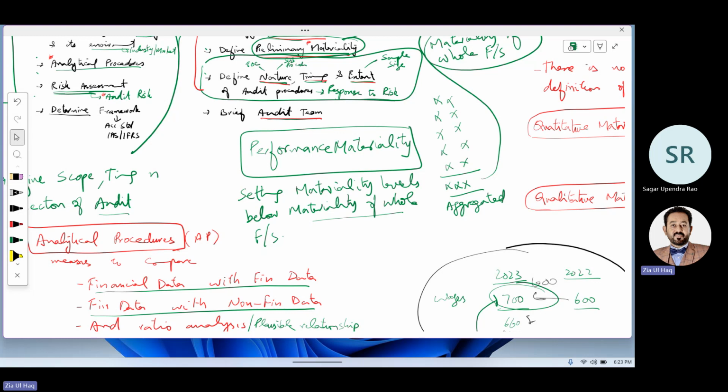So there are two concepts of performance materiality. Either make a list of immaterial misstatements at the end of the audit and check their total. If material, consider it material. Or reduce the materiality level to performance materiality. What is the better approach? Reduce materiality to performance materiality.